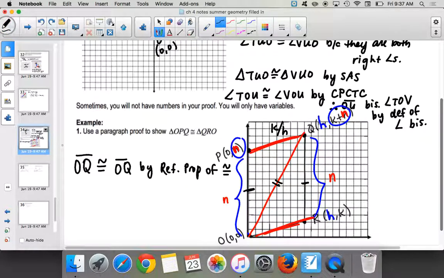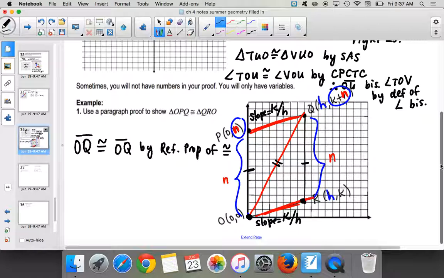Is the slope also K over H? So if I go from 0, 0 to H comma K, do I go up K over H? Yeah, the slopes are both K over H, right? So our slope is K over H. So if our slopes are the same, could we say we have parallel lines? Yeah, we could say the lines are parallel. And then what 2 angles would be the same then? It looks like this one and this one would be the same, alternate interior angles. Does that work for us?